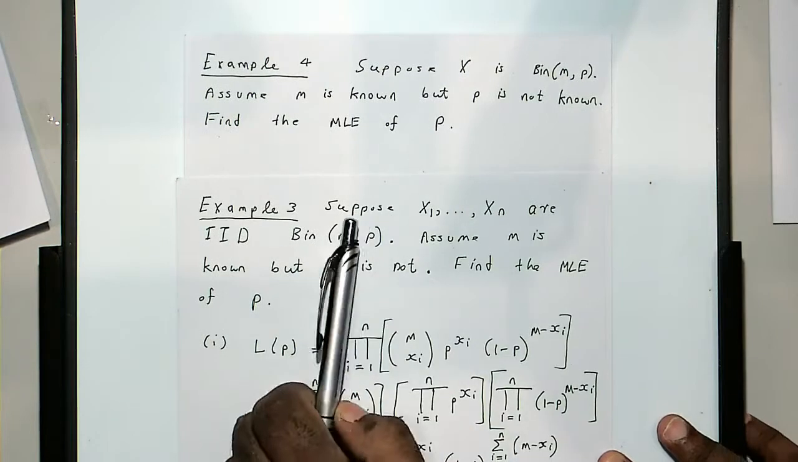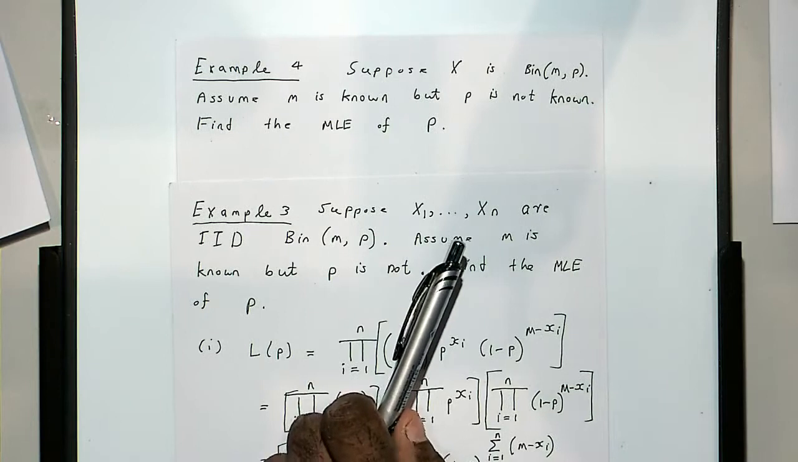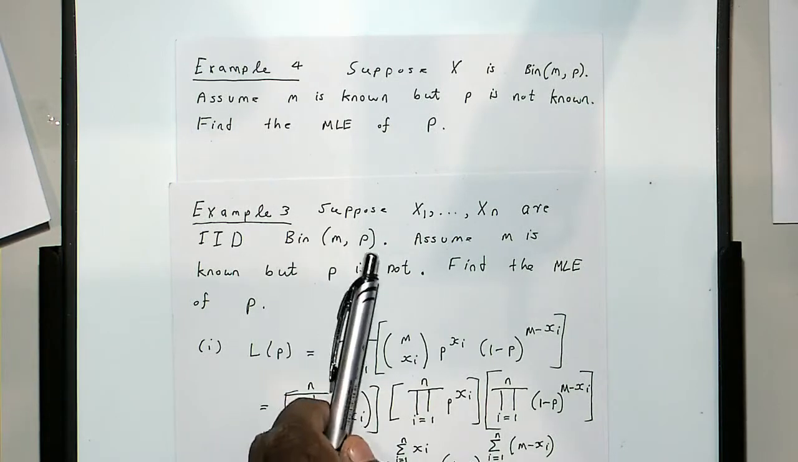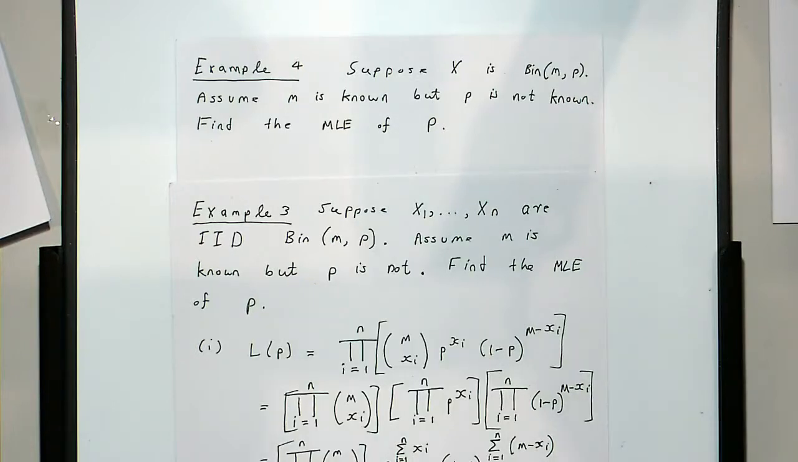In example number 3, we had n data points, which are IID, each coming from a binomial with parameters m and p. But in example 4, we have a single data point, x, which comes from a binomial with parameters m and p. So these two are not the same questions, and the answers will be different. You will see in a minute why. They are not the same, right?